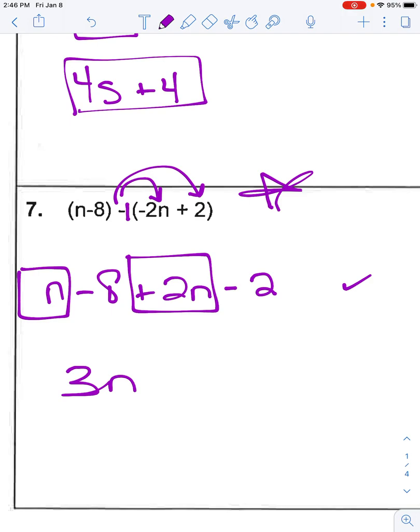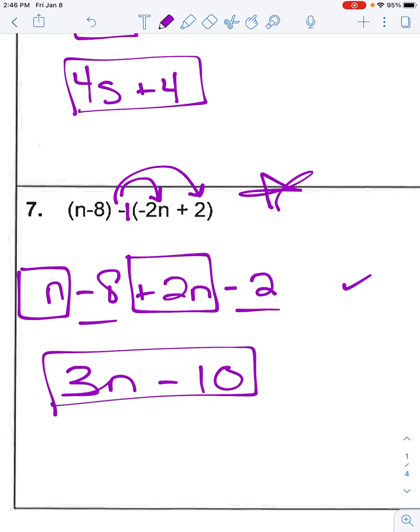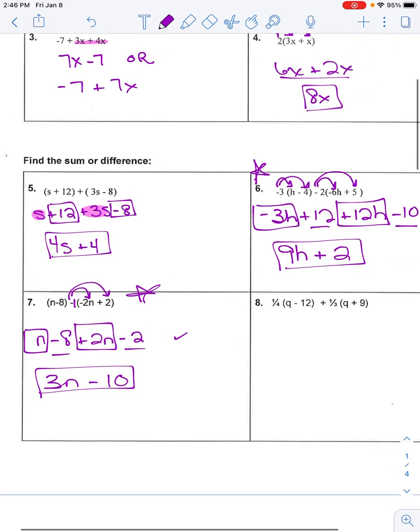This is 1n plus 2 more n's gives me 3n. Negative 8 minus 2 more is a negative 10. Same sign, find the sum, lots of negatives.